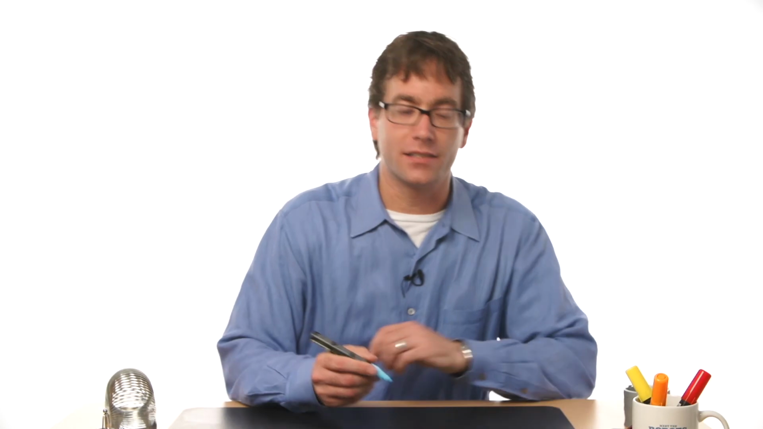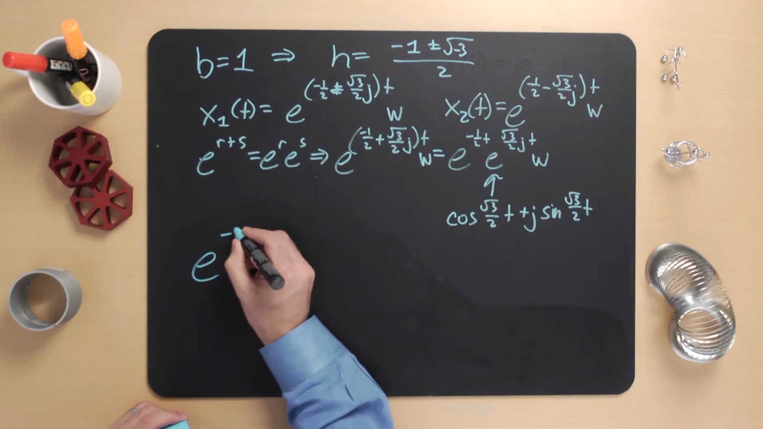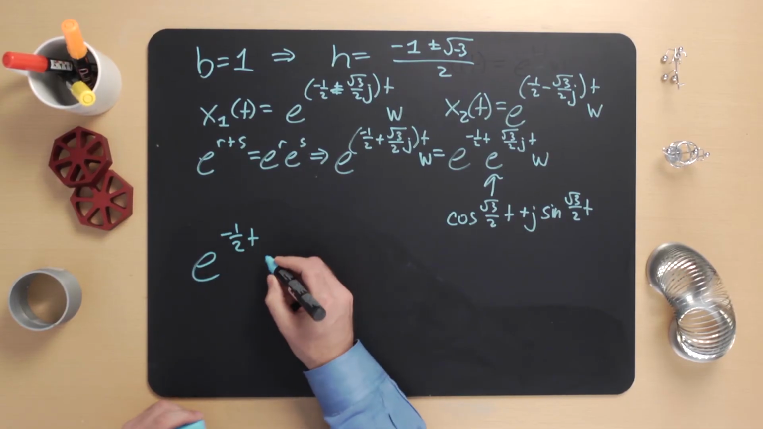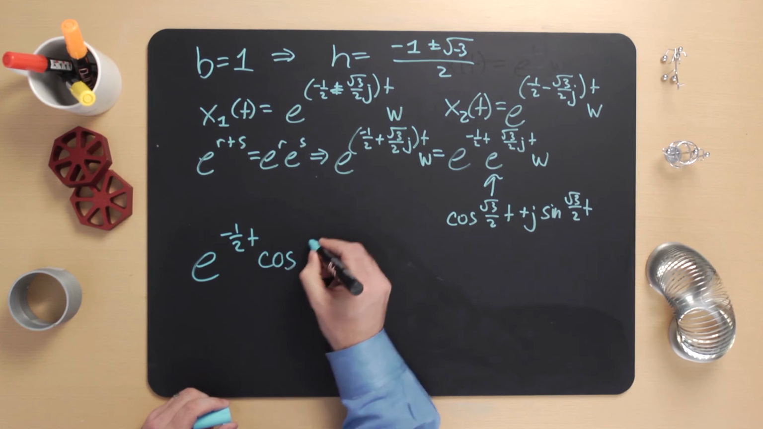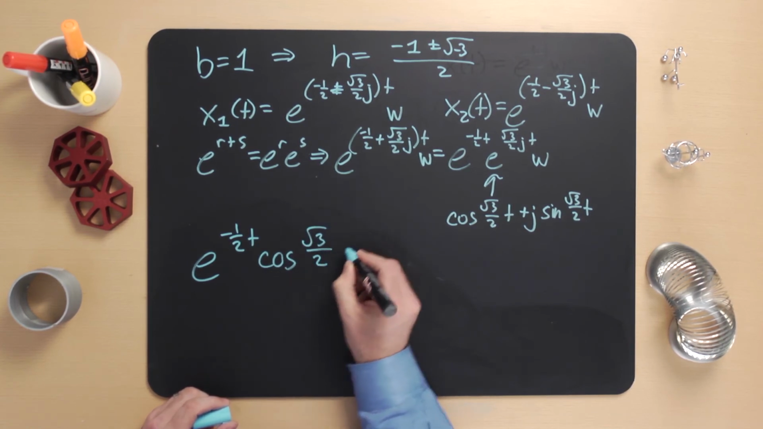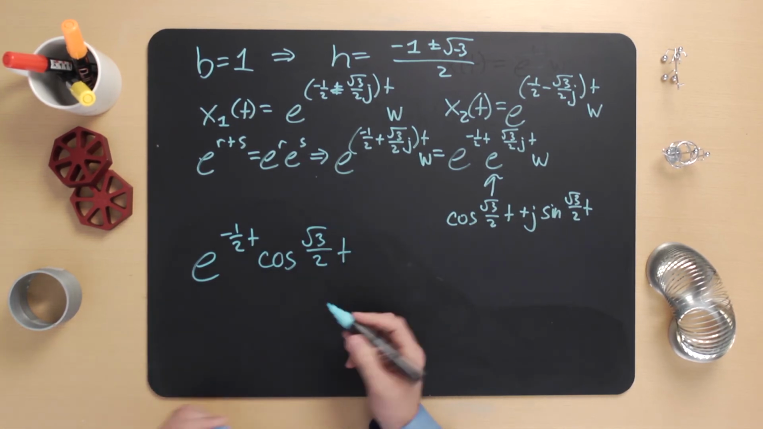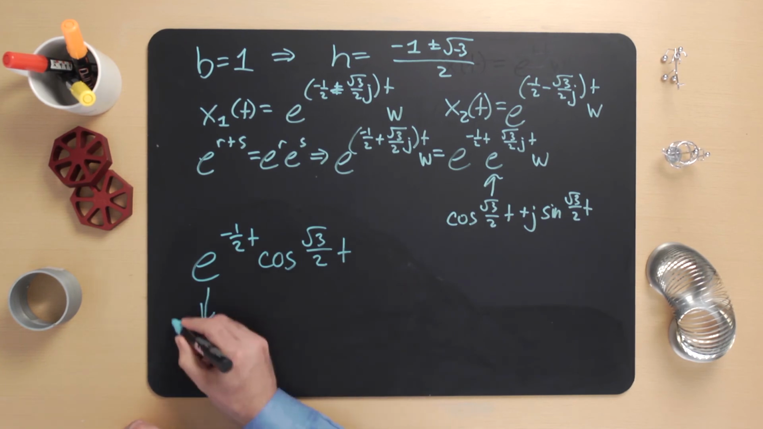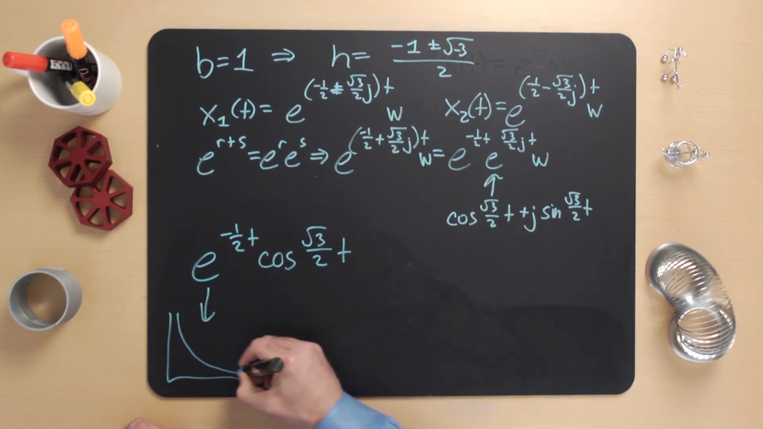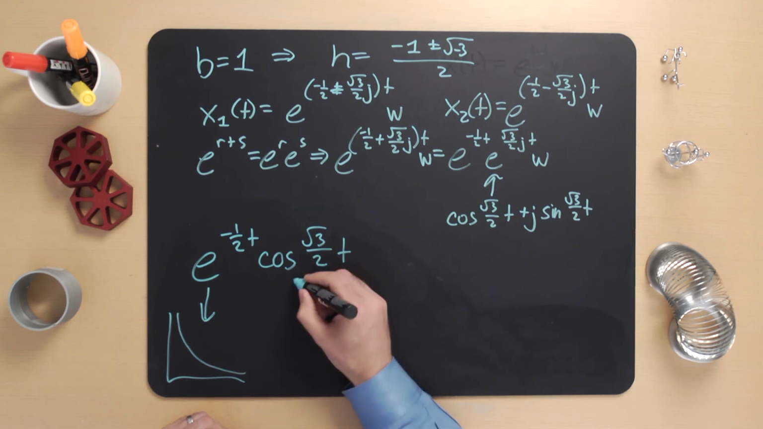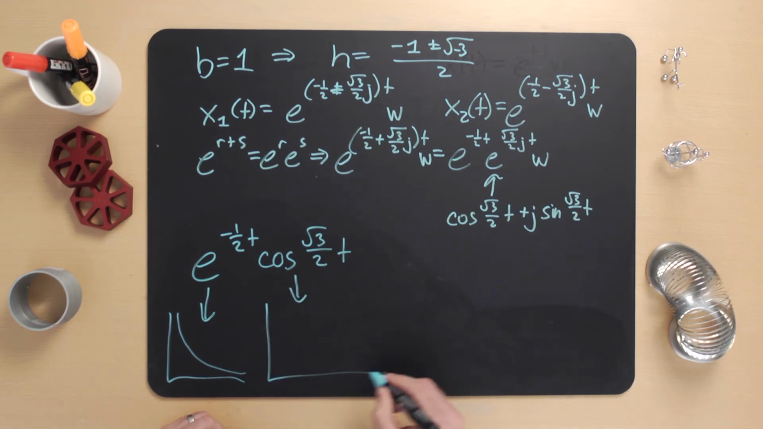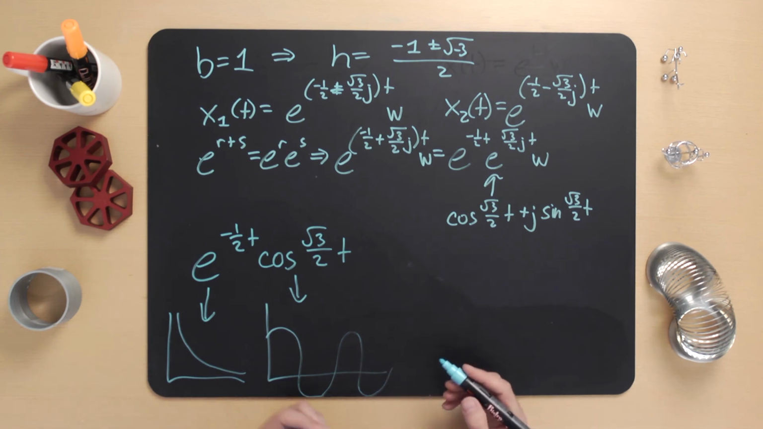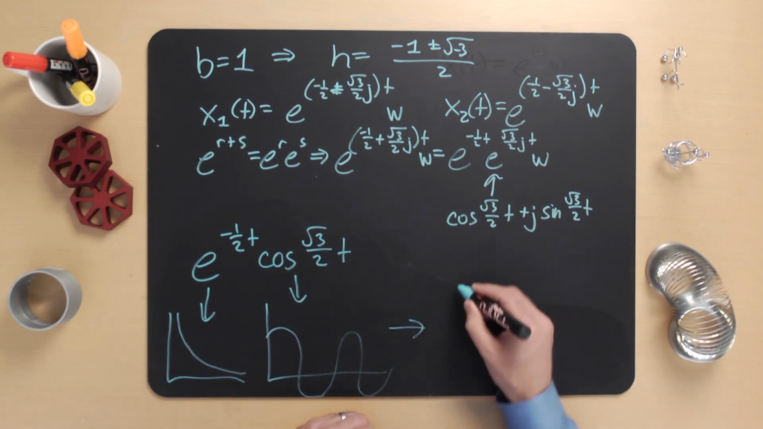To visualize this, a plot of e to the minus 1/2 t times cosine of the square root of 3 over 2 t is helpful to look at. In particular, the exponential term, its plot looks something like this, while the cosine term looks something like that. Together, they would look like a decaying oscillation.